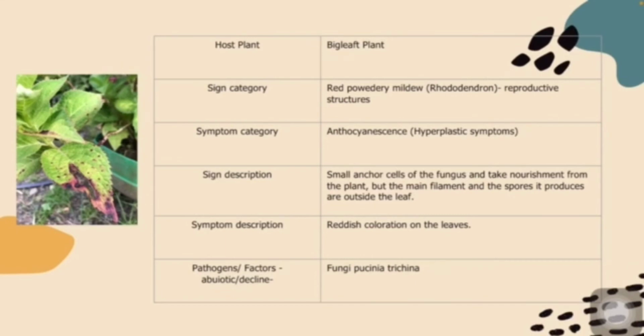The sign descriptions are small anchor cells of the fungus that take nourishment from the plant, but the main filament and the spores it produces are outside the leaf. The symptom description is reddish coloration on the leaf. The pathogen is fungi, Puccinia trichina.